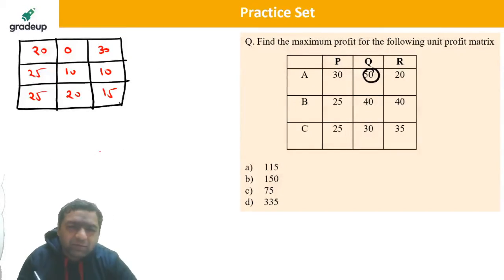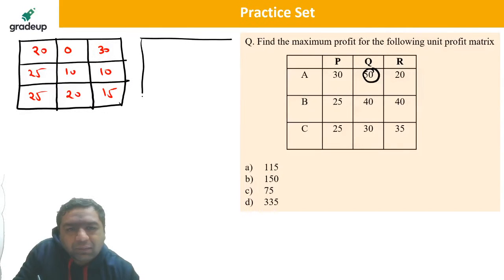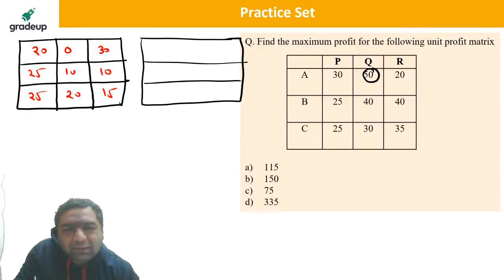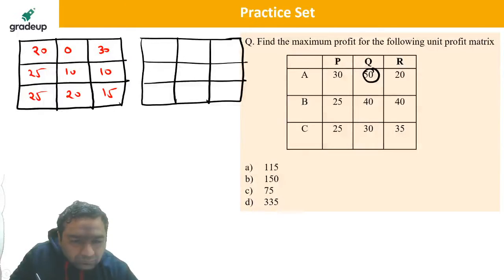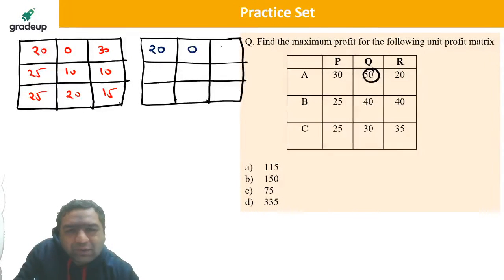Now convert it, we have already converted to minimization. Now go for row operation. Subtract the minimum element from all the elements. 20 minus 0 is 20, 0 minus 0 is 0, 30 minus 0 is 30. Okay. 25 minus 10 is 15, 0 and 0. Here 15, 10, 5 and 0.